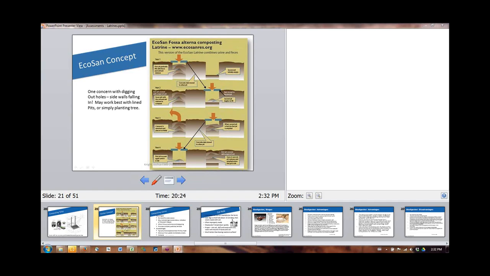By the third year, that first pit, you can now remove it, and this second pit is now filled up, so you move that slab back to the first pit, start over again there. And then you can cover up the second pit and let that rest for a year and finish composting.